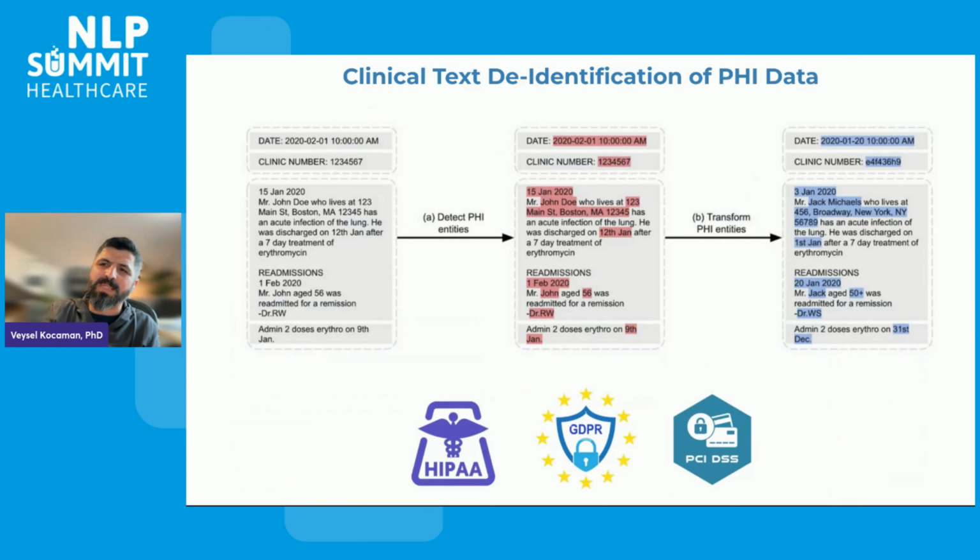Another task is clinical text de-identification, because this is the most popular and clearest to explain task of NLP. Due to HIPAA or GDPR regulation, you need to detect all this protected health information, sensitive health information, and then mask them or replace them with fake entities. Why do you need to replace? Because you need to keep the integrity of the document, right?